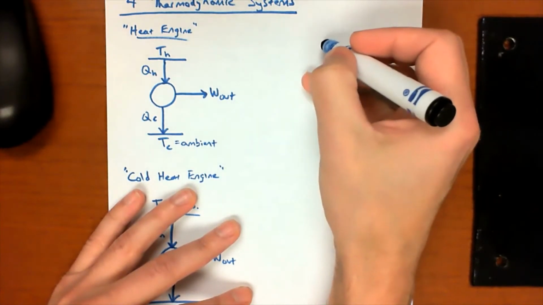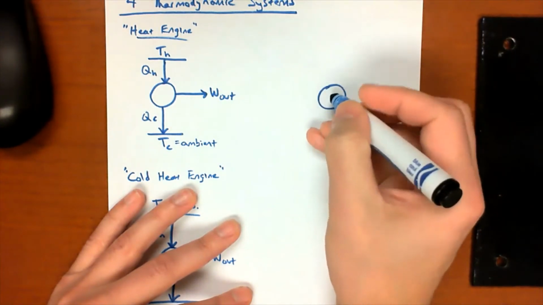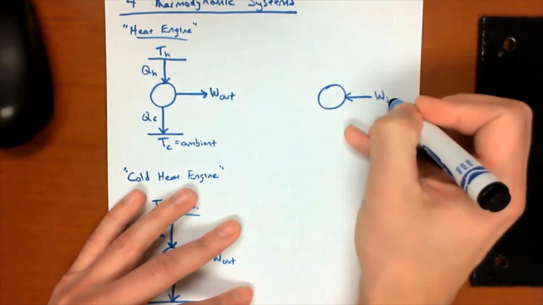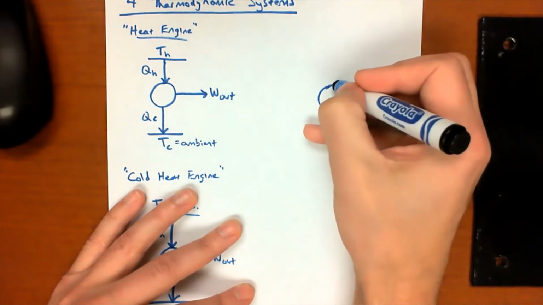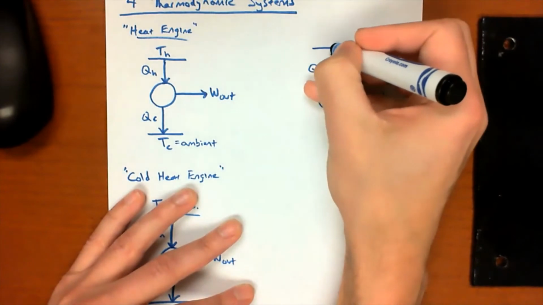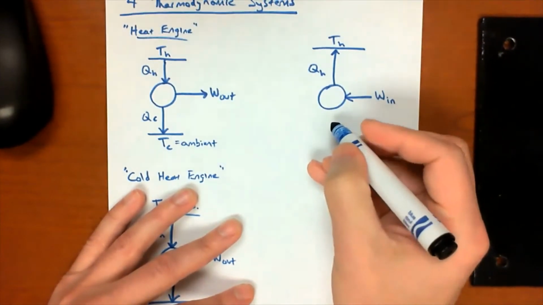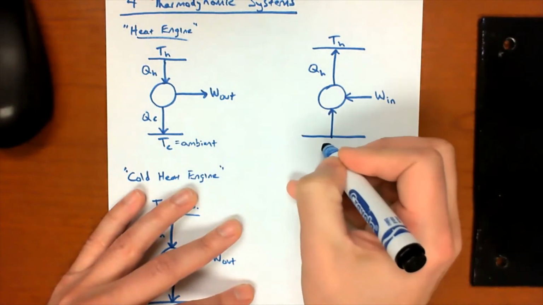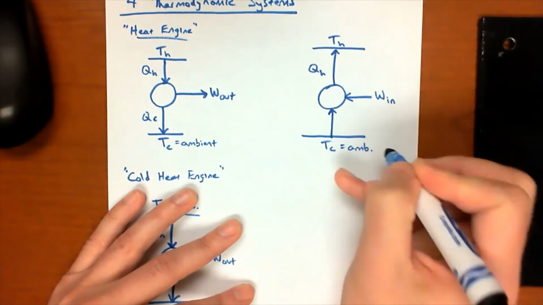All right, so here's our process. And in this case, we actually do a net amount of work into the process. And then we have Q hot going up into a hot temperature reservoir, and that heat is coming from a cold temperature reservoir, where that is the ambient temperature.